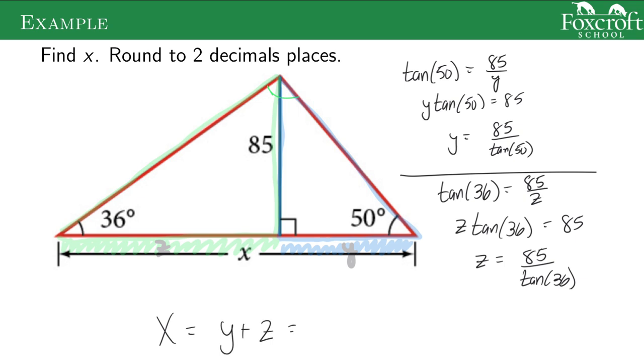So I'm going to type those into a calculator, again using Desmos, and make sure that your calculator is in degrees. So y is 85 divided by tangent of 50, and that ends up being about 71. I'm going to add to that 85 divided by tangent of 36. And together, that gives me 188.32 when you round. So 188.32 is the length of that x. We have to get there in smaller chunks.